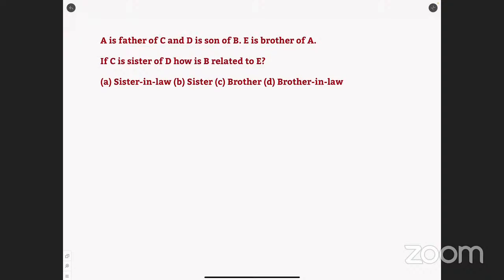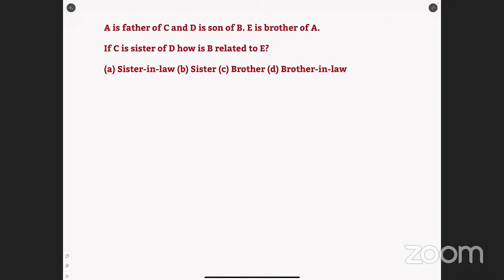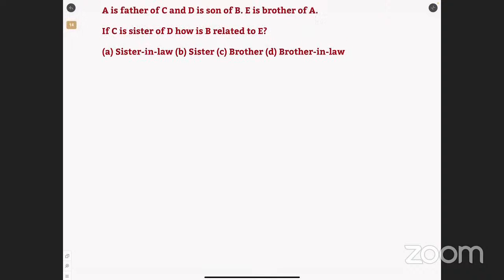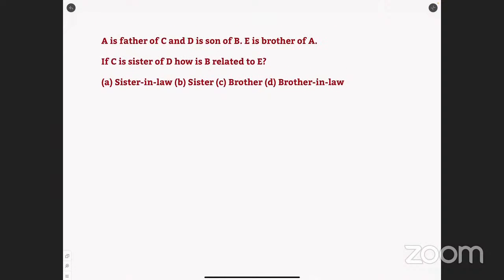A is father of C and D is son of B. E is brother of A. Okay. A is the father of C. Let me write down. If C is the sister of D, how is B related to E? Okay. A is the father of C and D is the son of B.